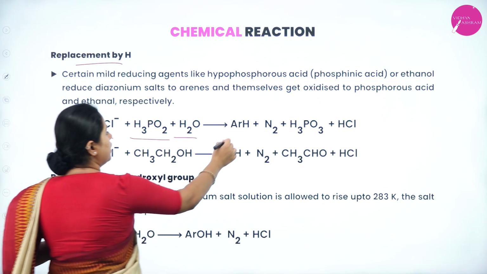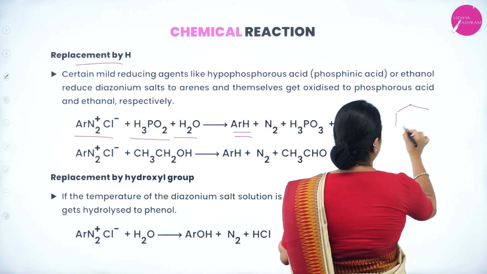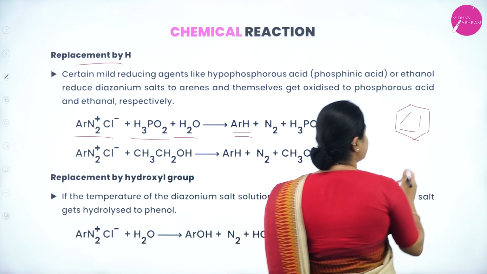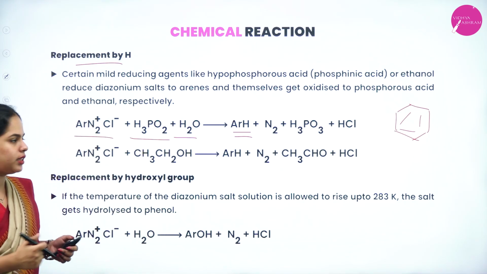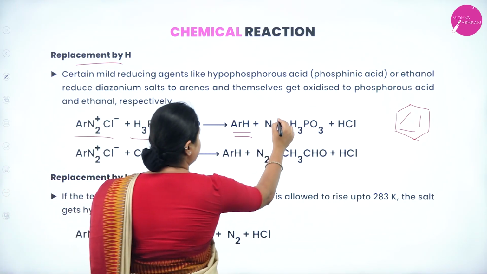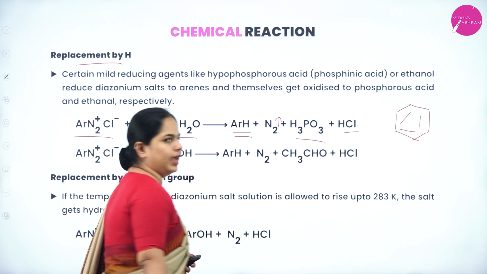What is going to happen? H is going to be substituted. So H is going to be substituted means what is going to happen? You will just get the benzene, right? Instead of N2Cl, it is going to be H, so you get the benzene. So, benzene is obtained, again nitrogen gas is liberated. You are going to get phosphorus acid and HCl.